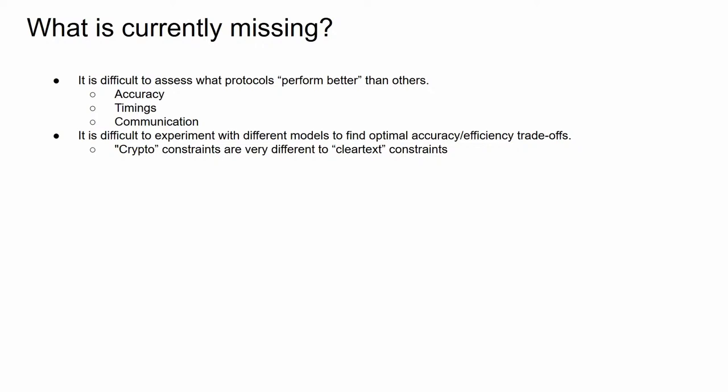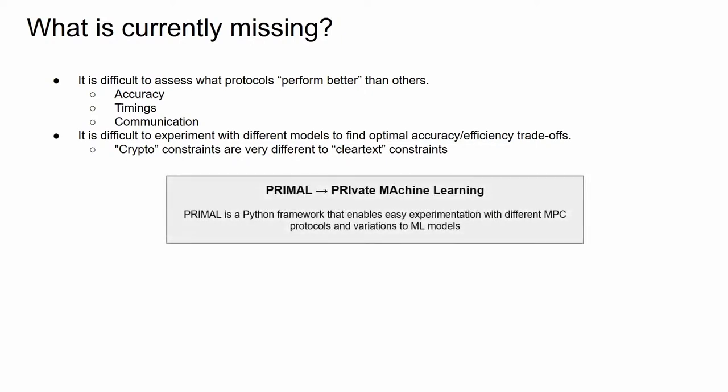And what I mean by this is that in cryptography, we have a set of very different constraints than the ones you have in clear text computation. For example, floating point computation is not a problem at all in clear text computation. But for MPC or for crypto in general, we do care about avoiding these kinds of computations. And you would like a framework or a way of playing with all these different things to see if they actually lead to good accuracy, good timings, and good communication.